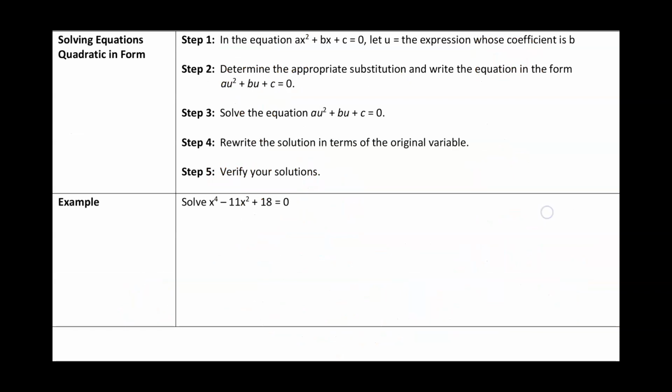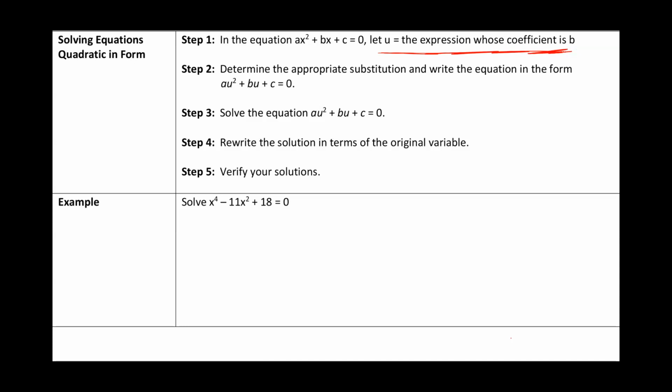All right. Lastly, let's talk about equations that are quadratic in form. So what does that mean? It means that our equation could be turned into a quadratic equation. Like here, it's a degree 4, but we can turn that into a quadratic equation using something called u-substitution. So step 1, in this equation, here's the important part. Let u equal the expression whose coefficient is b.